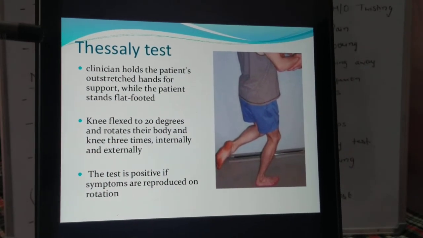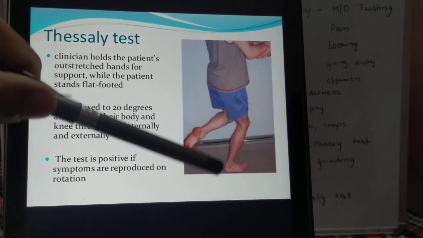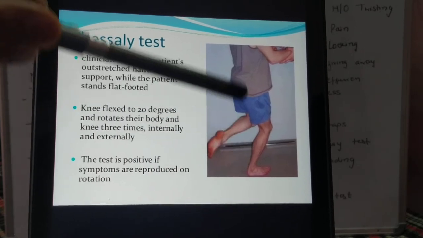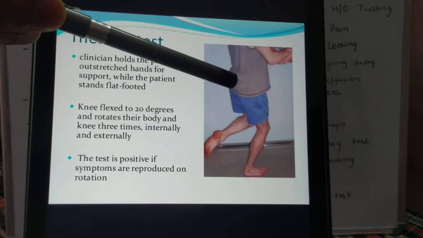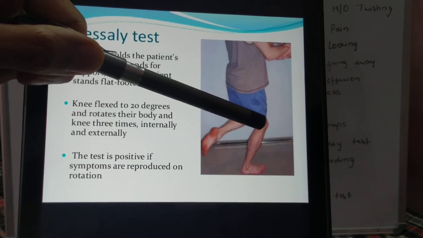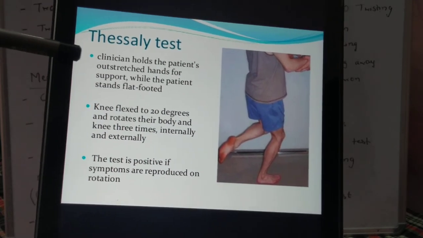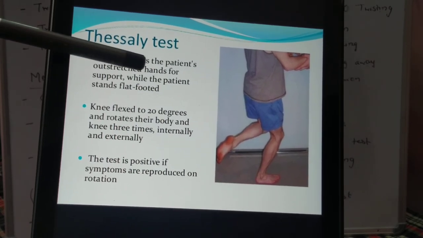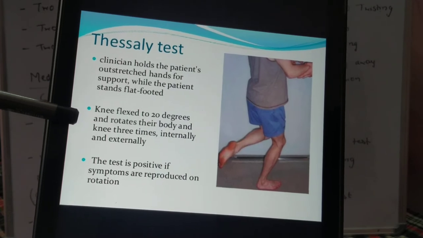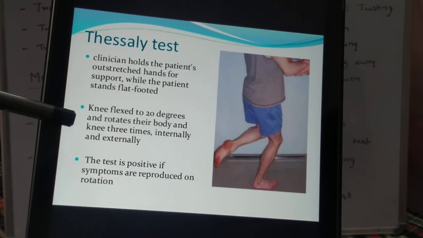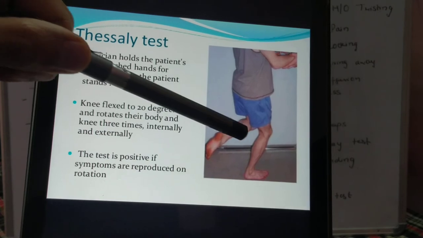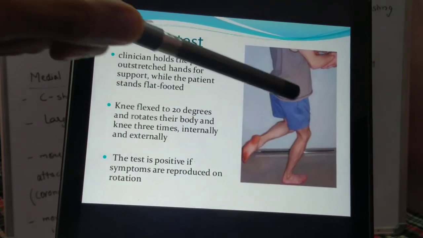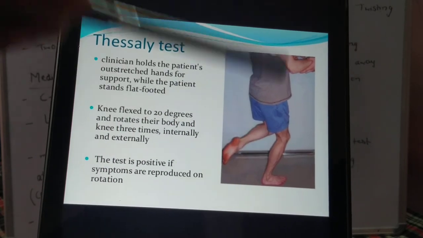And finally, we have the last test, which is the Thessaly test. It is considered to be the most sensitive and the most specific. The patient stands over the injured leg and is supported with the help of the hands by the doctor. At 20 degrees of flexion, we rotate the patient so that the rotation occurs at the knee joint. The clinician holds the patient's outstretched hands for support while the patient is standing. The knee is flexed to 20 degrees and the patient rotates their body and the knee three times internally and externally. The test is positive if the symptoms are produced on the rotation. And again, depending upon the rotation, we can judge whether it is a lateral meniscus or a medial meniscus injury.